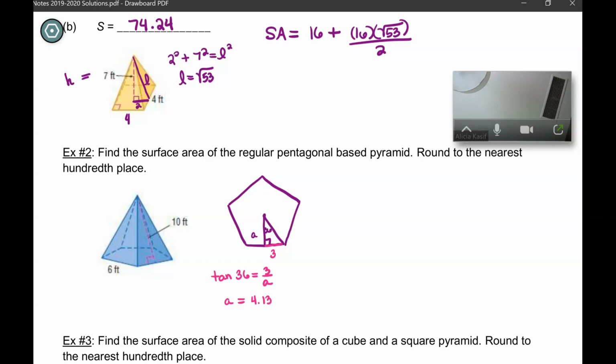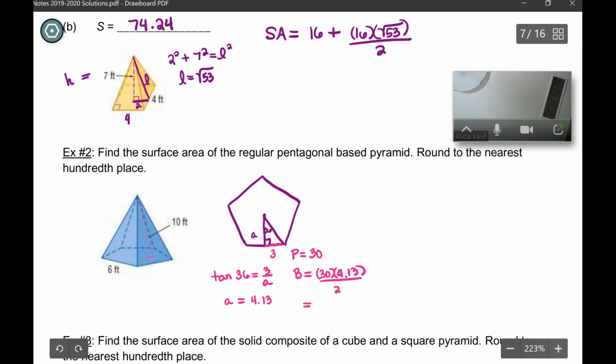Okay, so my surface area, we need to have the area of the base. The perimeter of the base, well, it's a pentagon, so 6 times 5 will give us 30. And the area of the base is going to be perimeter times apothem divided by 2. So I'm going to multiply that out, and I get 61.94. Again, I had that previous answer in there, so I just multiplied it out.